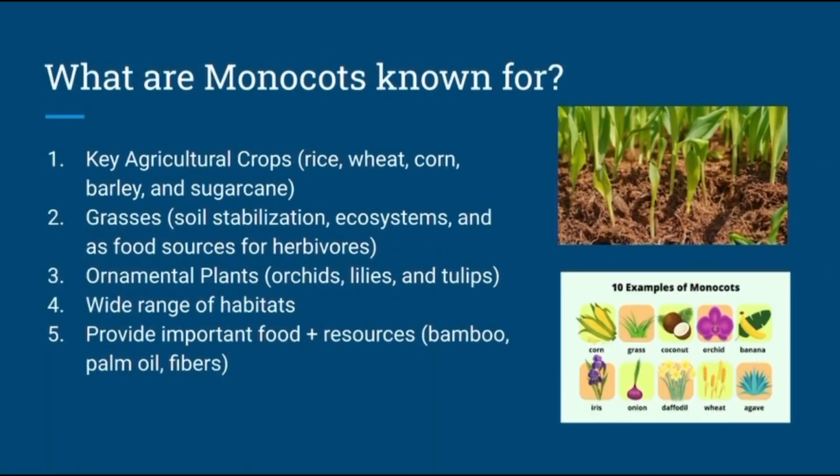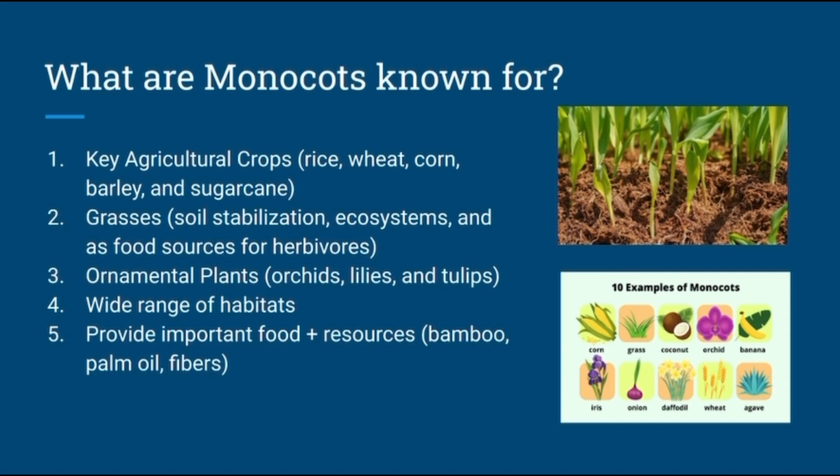What are monocots known for? Monocots are known for their key agricultural crops, such as rice, wheat, corn, barley, and sugarcane. These crops are staples for billions of people and form the backbone of global agriculture. Next, grasses. Monocots are dominant in the grass family. These are critical for soil stabilization, ecosystems, and as food sources for herbivores. Next, ornamental plants. Many monocots, such as orchids, lilies, and tulips, are prized for their beautiful flowers and are widely used in landscaping and decorations.